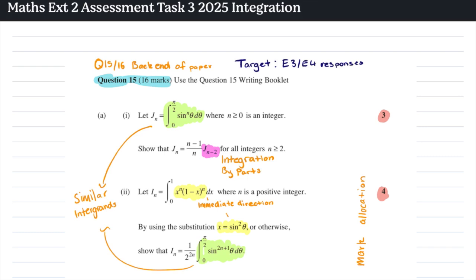Moving on to our integration question, we can see that once again it is at the back end of the paper, in question 15. Once again, it will target E3 and E4 responses.